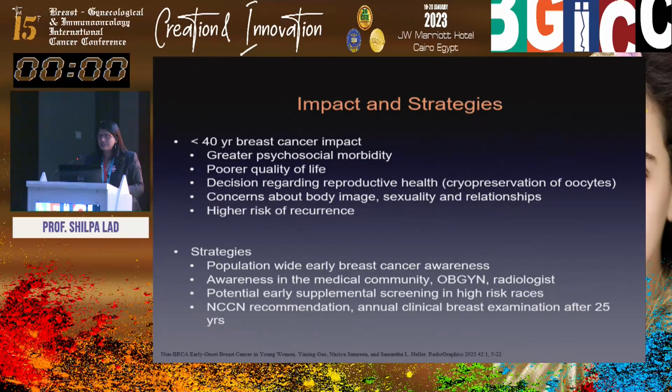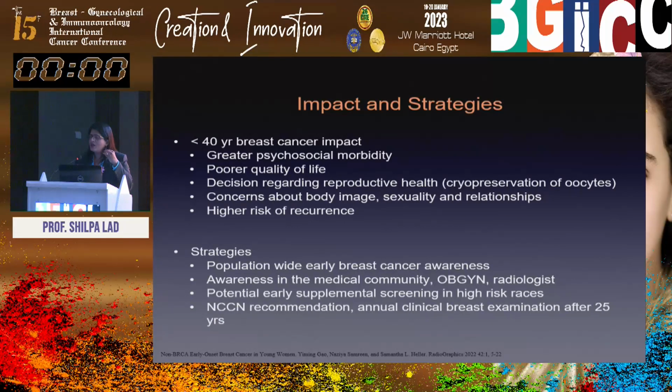So what are the strategies? Do we have any strategies? One of the most basic strategies that we can do at 0 cost is population-wide early breast cancer awareness. Every woman, young girls, older girls. I've had at least 2 patients where the young girls were telling their mother, Mom, I feel a little lump in my breast. And the mother was like, what are you talking about? Young girls don't get cancers. Okay, she waited for 6 months and then she came to the clinic for further investigation.